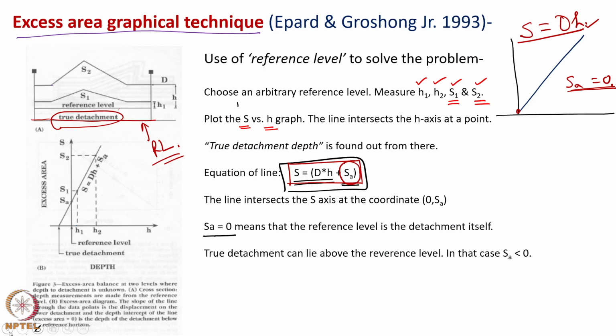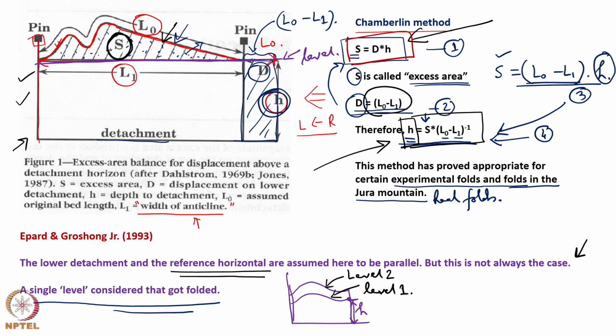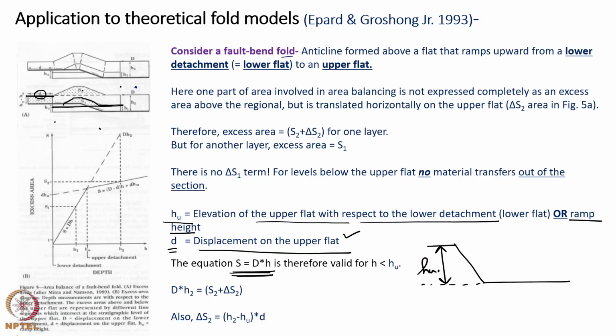From where we got it? We got from here, same philosophy, S equal to dH, but it does not work for the layer 2, which after deformation looks like this, because there is a delta S2 term. So here for layer 2 it is dH2 is equal to S2, the excess area here, plus delta S2.